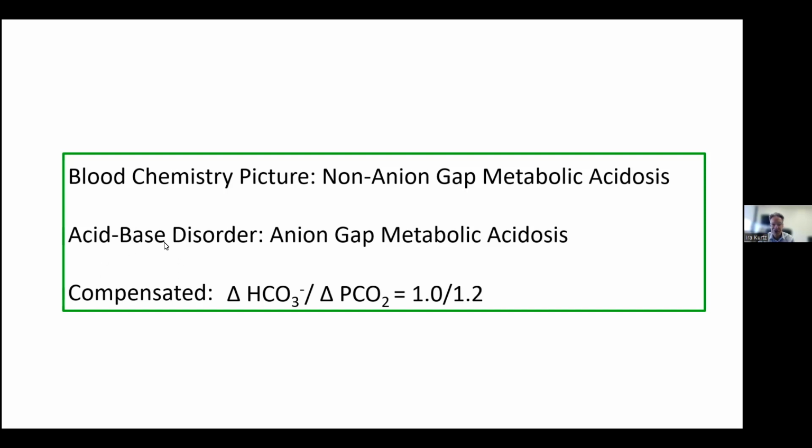The cause of the acid-base disorder is an anion gap metabolic acidosis. The blood chemistry shows a non-anion gap metabolic acidosis. So please remember this for the rest of your careers, and it's compensated. The actual change that you would expect from the rule is 1.2 to 1. And this case was that, but it approximates 1 to 1. You don't need to think of the Winters formula. It's not going to get you any additional information.